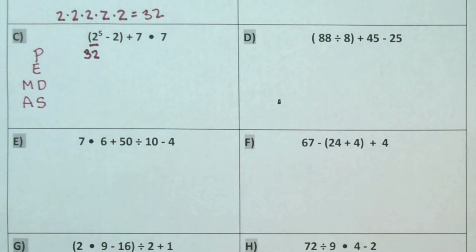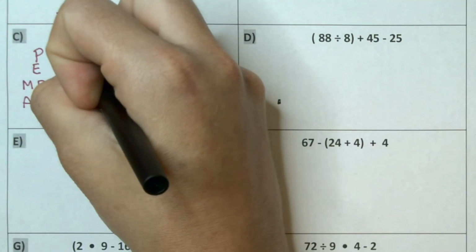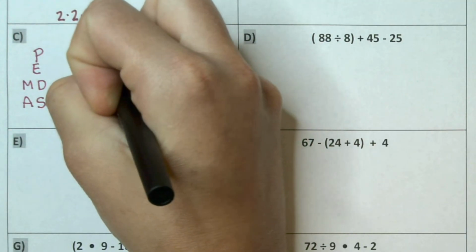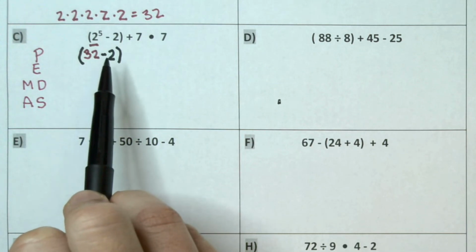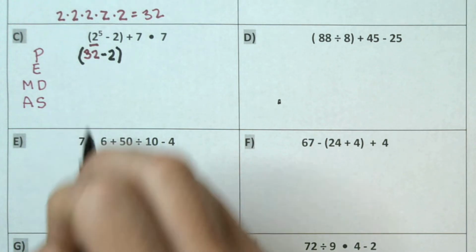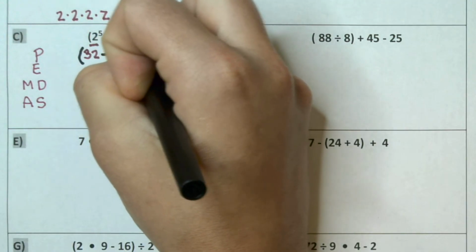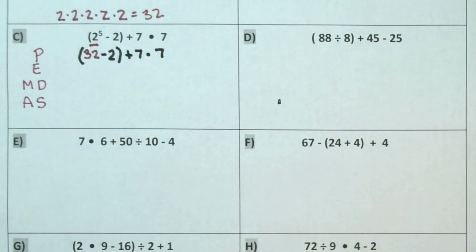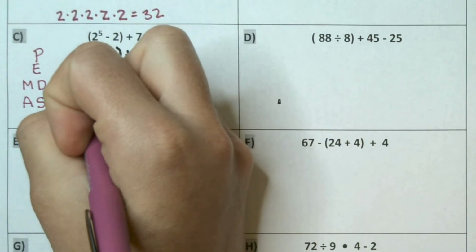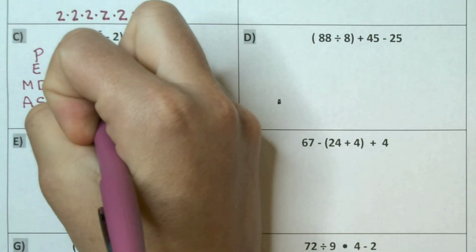And then, this is important, I'm going to keep the 32 and the minus 2 in the parentheses. You keep it in the parentheses until you just have one number left. So I'm going to neatly bring down everything else. So now I'll continue to solve the parentheses. 32 minus 2 is 30.